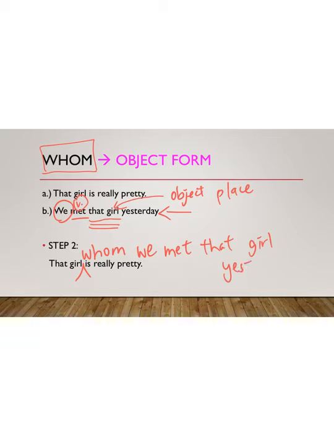Okay, I'm going to put yesterday here. But this is not complete. Okay, so when we know that we have to use whom, there is one more step that you have to take. That is, okay, look at this one. For the whom here, we use whom and then we are already referring to that girl, which means we don't have to write that girl again in the relative clause.